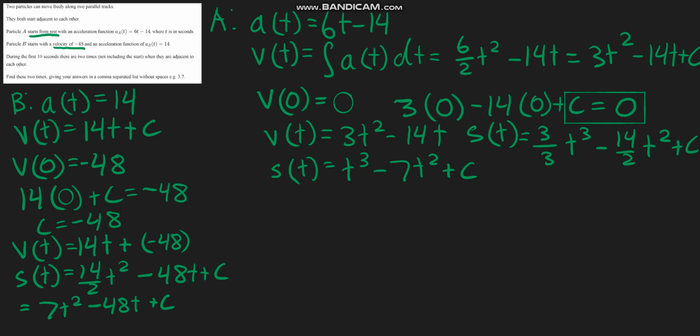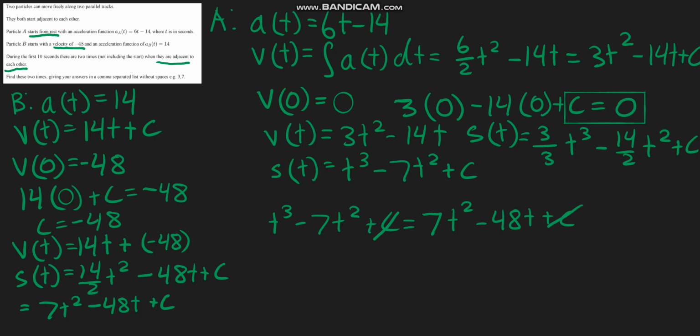Now, all we need to do to find when they are adjacent to each other is simply when their distances equal each other. So we're going to take that distance formula and set it equal to this distance formula. Now these c's, you don't have to worry about them. If you were to move everything to one side, each c would be minus to the other side, so they would just cross out.